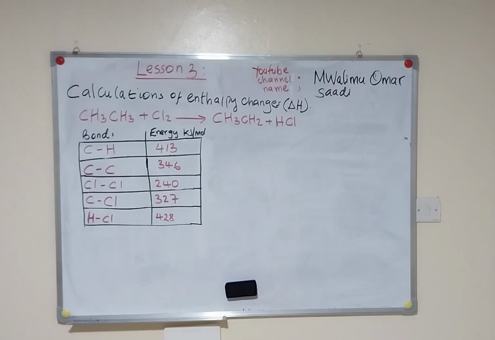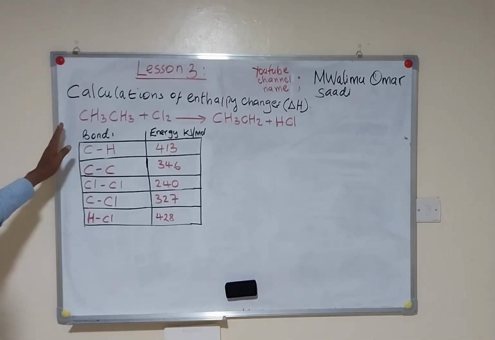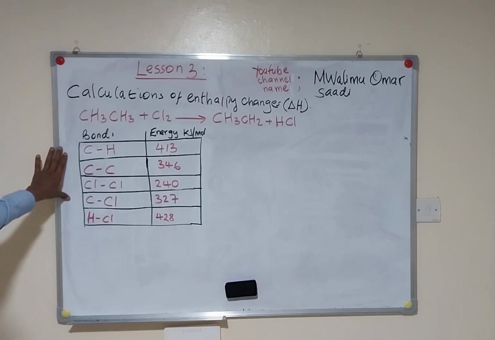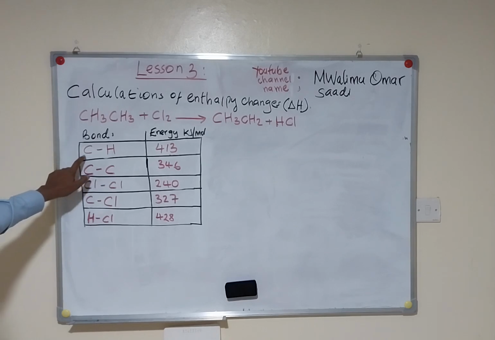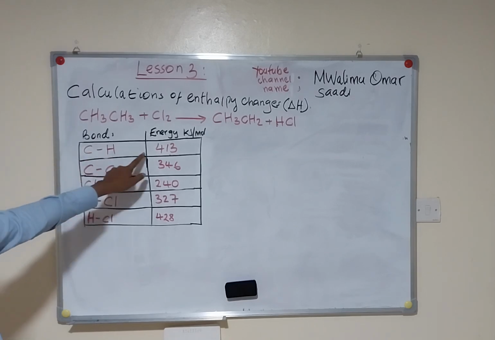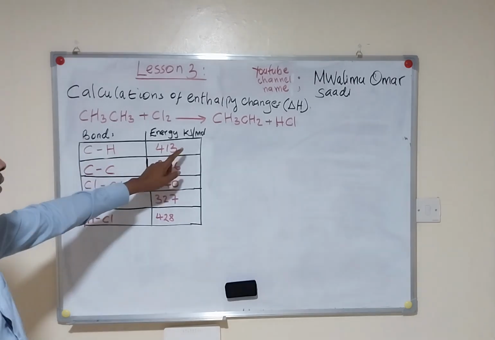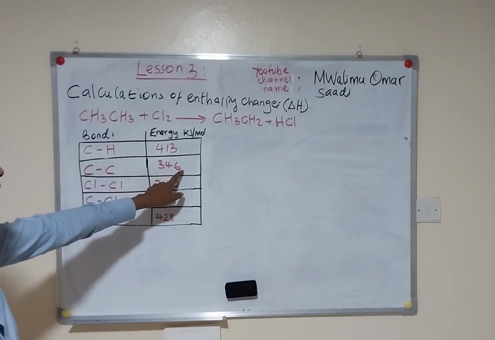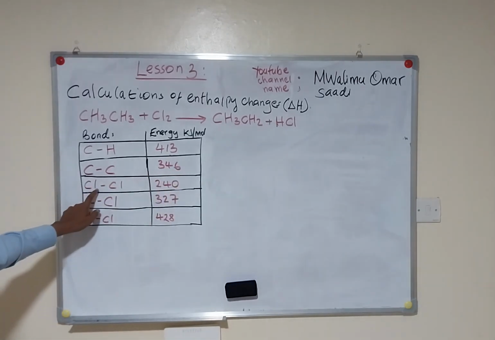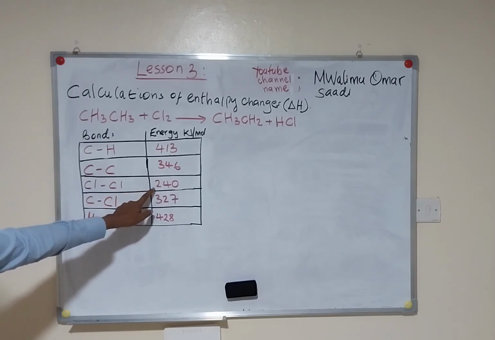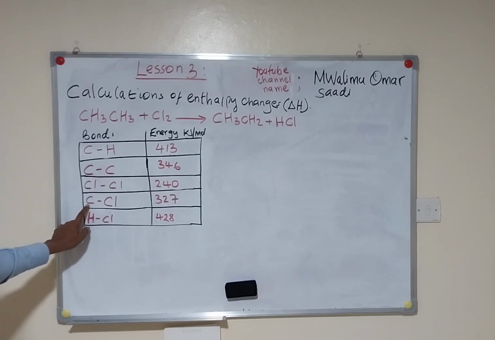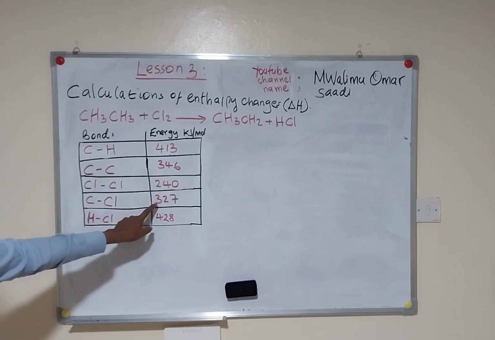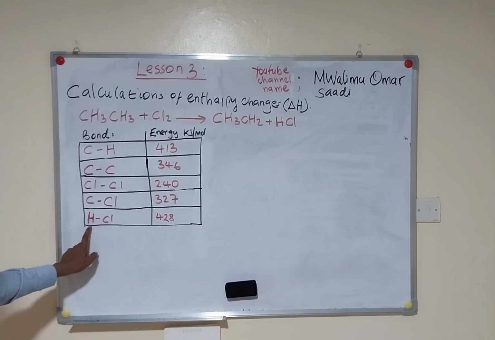And so the change of enthalpy will be the energy taken in minus the energy released. In our case, we have this equation, and we are given the bond energies for each bond. Here we have a carbon-hydrogen bond, the bond energy is 413. A carbon-carbon bond, the bond energy is 346. A chlorine-chlorine bond, the bond energy is 240. Carbon-chlorine bond, 327. And hydrogen-chlorine is 428.